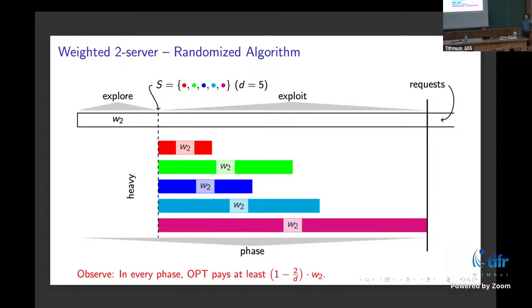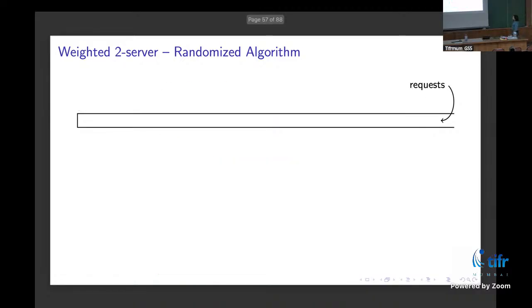If the adversary moves the heavy server, it pays W2. If it keeps the heavy server at one of these 5 points, it pays W2, definitely by the same argument. Otherwise, something nice happens in the explore part. So now, how does the algorithm behave? Well, the explore part is exactly as before. The set S is chosen exactly as before. No change over here.